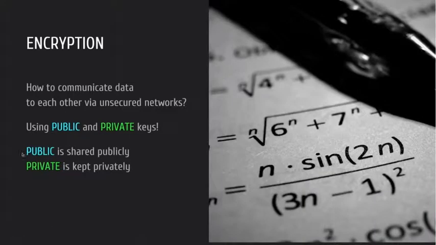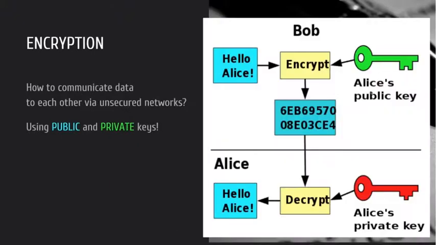That is, if these two keys are a pair, you remember we talked about that public and private keys go in pairs. So the public key in the pair can encrypt messages and private key in the pair can decrypt messages. And so this is how encryption works with public and private keys.